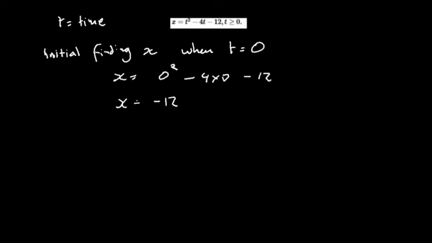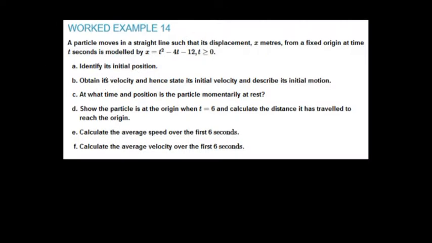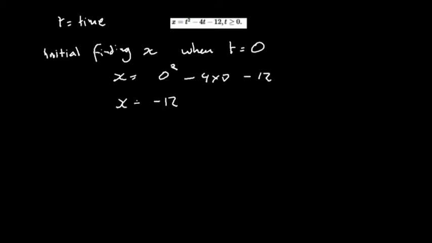For velocity, v, it measures the rate of change of displacement. Part B says obtain the velocity and hence state the initial velocity and describe its initial motion. So if we're talking about the rate of change of the displacement, if our displacement is x, the rate of its change, we're talking about velocity. Remember, v is actually the same as dx/dt. If we find the derivative of the original function, we're talking about the derivative of x in terms of time. So I'll just put a note up the top.